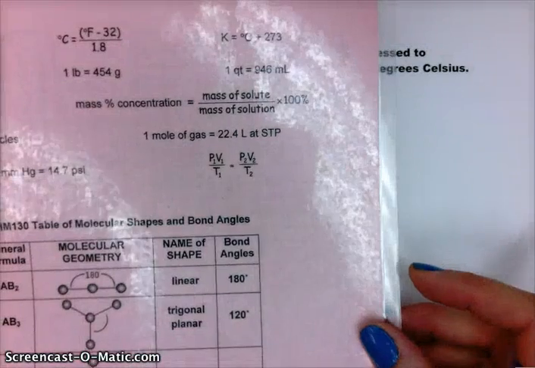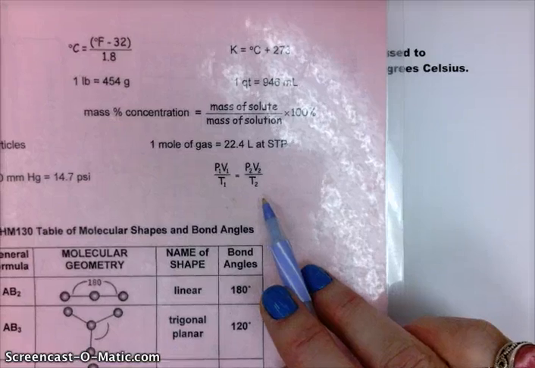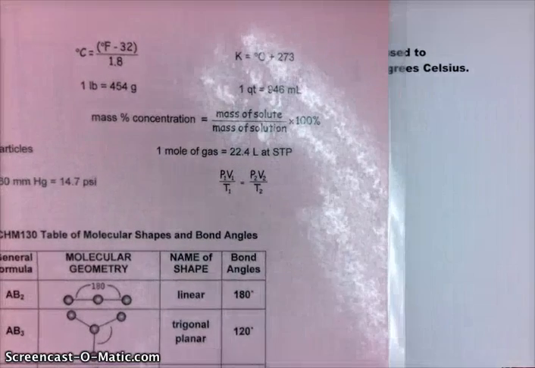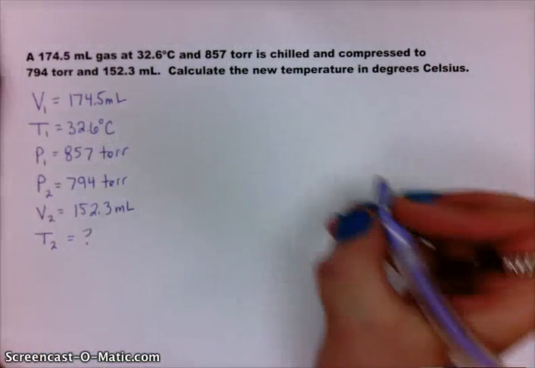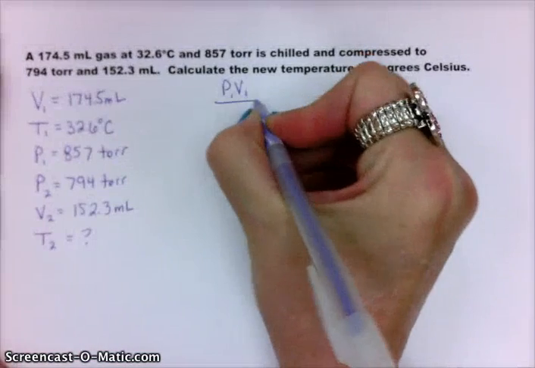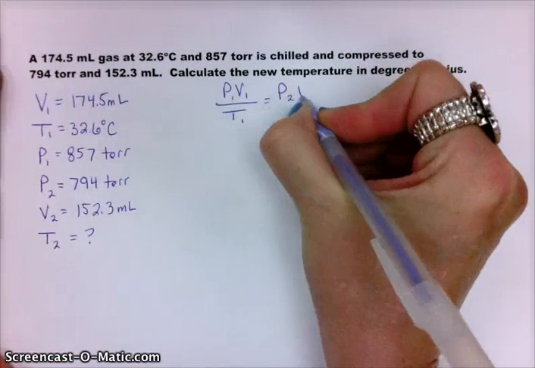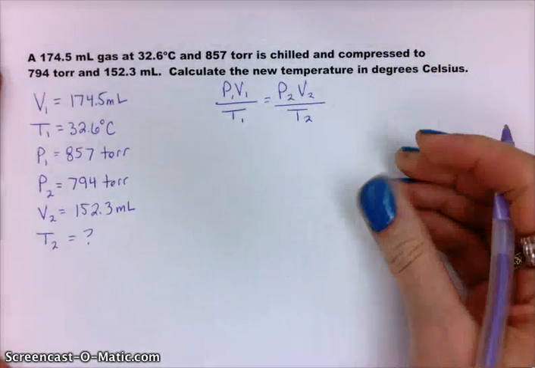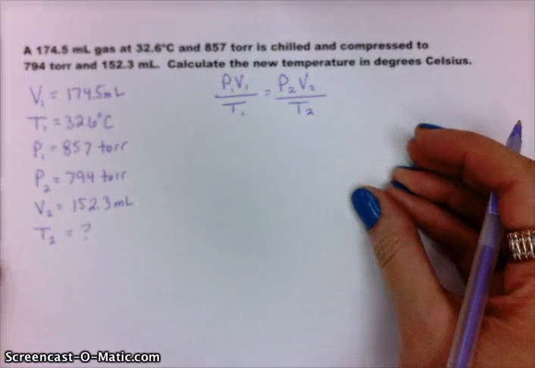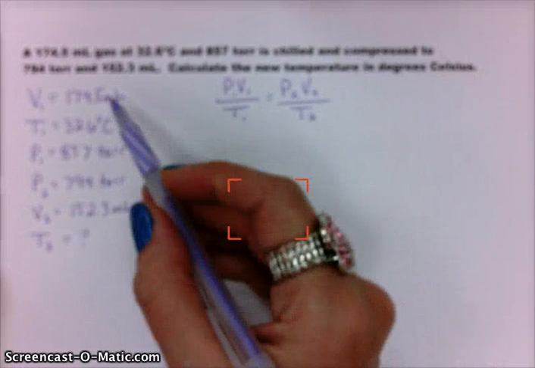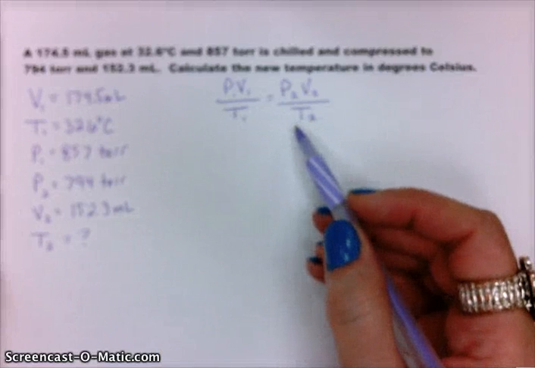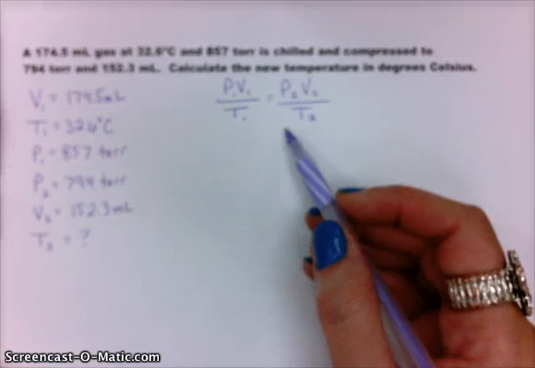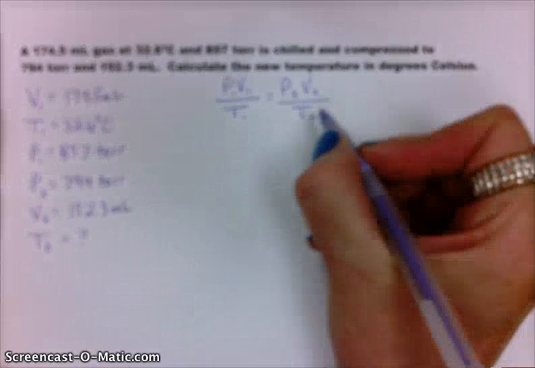Again, the equation is on the back of our periodic table. We have P1 V1 over T1 equals P2 V2 over T2. Let's write down that equation. P1 V1 over T1 equals P2 V2 over T2. Do we have all three variables in this problem? Yes, we do. We do not have anything skipping today. We have volumes, we have temperatures, and we have pressures. So all three of our variables are involved in this problem. What are we solving for? T2. T2 is what we're solving for.